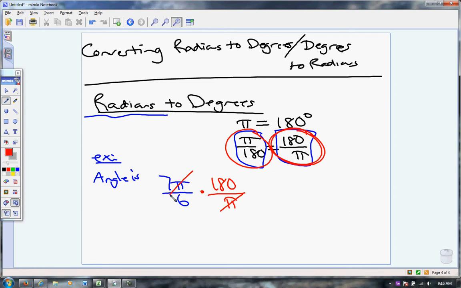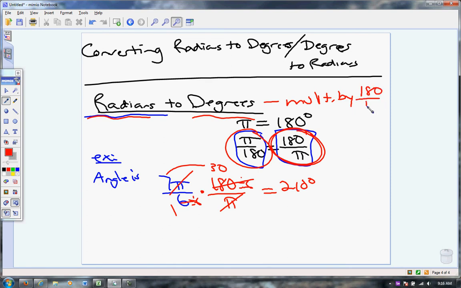Now we can do our basic factoring; we really don't even need a calculator. 6 divided by 6 is 1, and 180 divided by 6 is 30. 7 times 30 is 210 degrees. So in other words, if I'm going from radians to degrees, I multiply by 180 over pi.